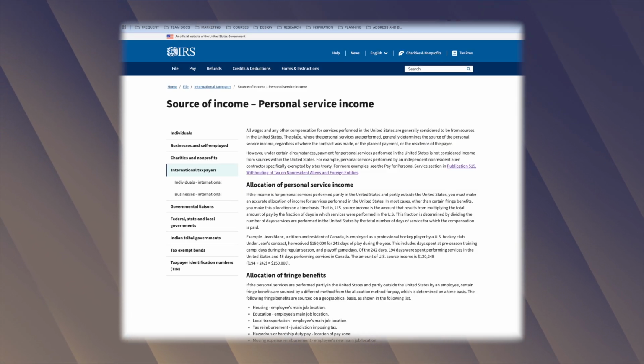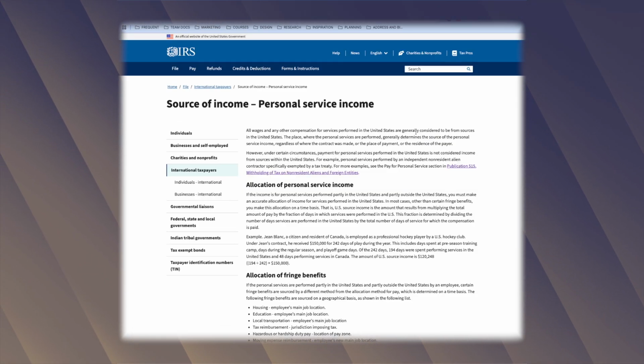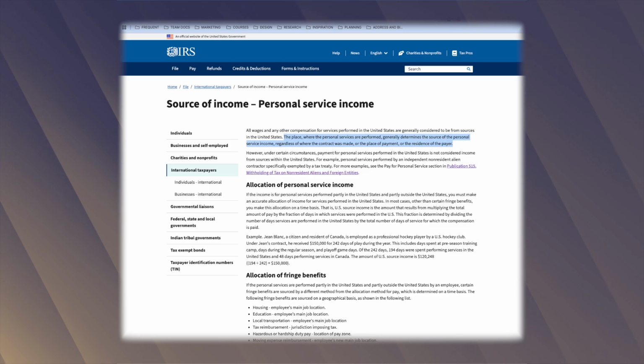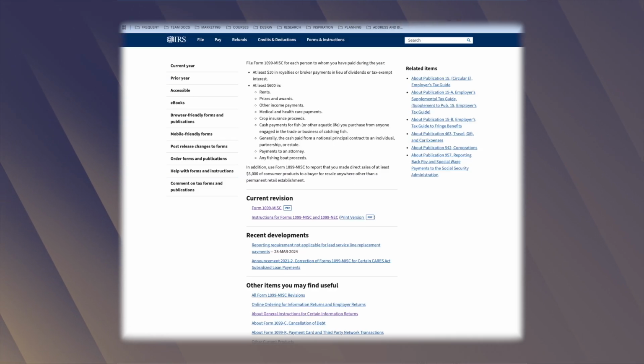We're going to talk about that more, but source, and I guess I'll pull up this tab. When we talk about source of income, all wages and compensation for services performed within the United States are from sources in the U.S. The place where personal services are performed generally determines the source of personal service income, no matter where the contract was made, the place of payment, or the residence of the payer. It matters where you're doing the work. This isn't really the site I want to go to. So let's go back to the question.